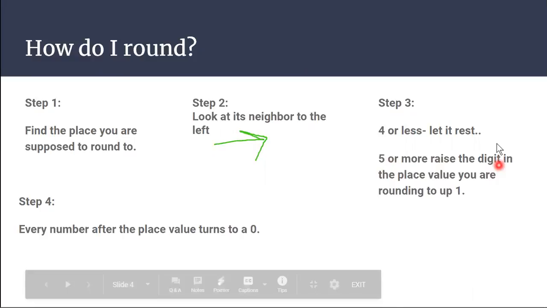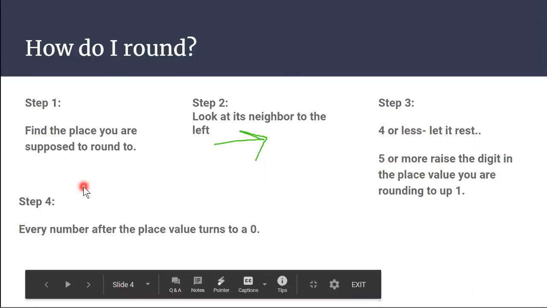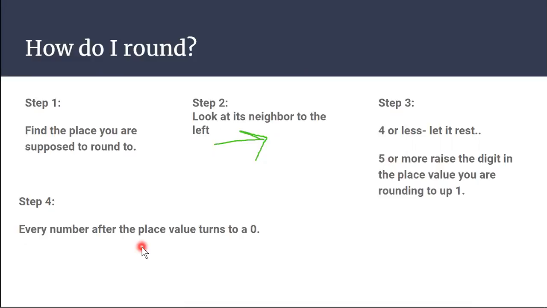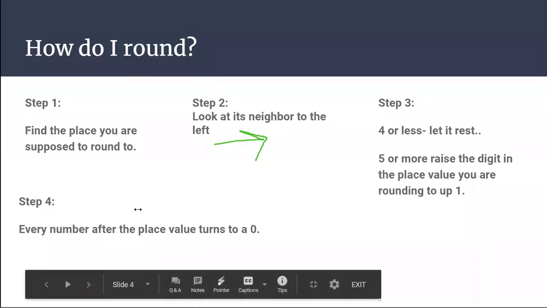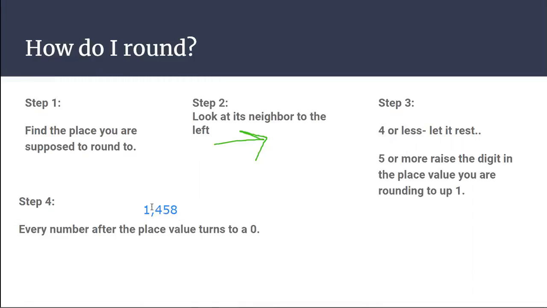So what I would suggest doing is writing this down if you haven't already, and please feel free to pause me so you can write it. And then my last step is turning every other number after that place value into a 0. So if I have the number 1,358, okay? I'm working in the tens place in this example, right? So every number after this digit, 5, would turn into a 0 once I've rounded, okay?